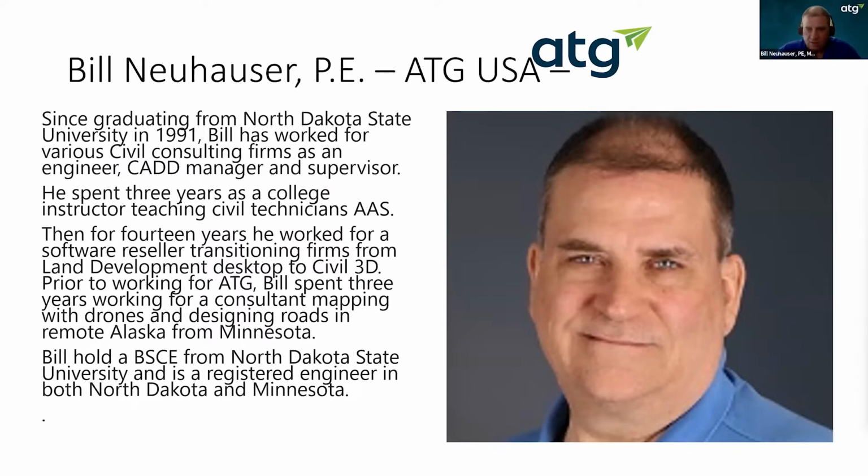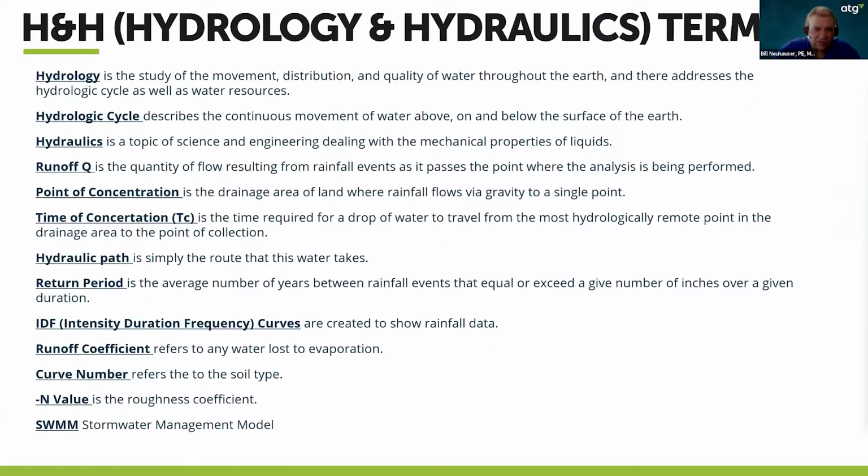So here are some hydrology terms, just to get it up on screen. Hydrology is the study of movement, distribution, and quality of water throughout the earth, and it addresses the hydrologic cycle as well as water resources. Off this list, stuff that we'll probably dive into a little bit more, you've got runoff, Q, the actual, what are we looking for, right? That's really the bottom line. We're trying to find out how much runoff we are going to get from our sites.